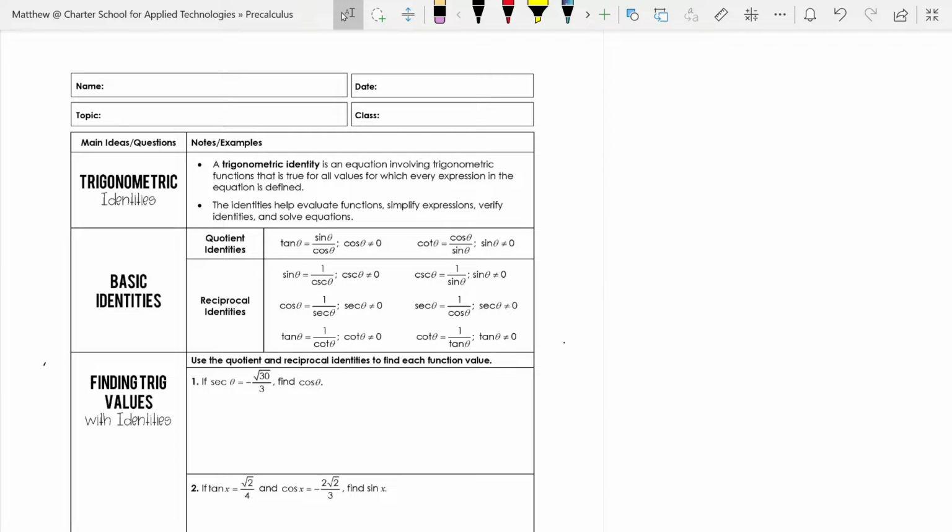I just want to mention a couple things before we get started. We are starting a new unit. This unit is going to deal mostly with something called trigonometric identities.